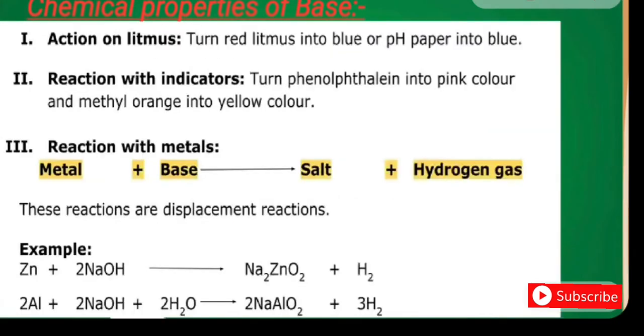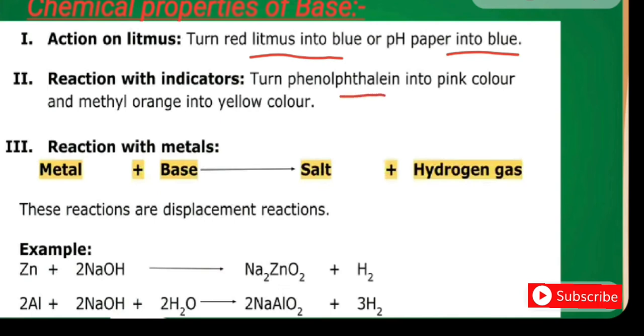Now, the chemical properties of the bases. Action on litmus: if you bring litmus paper, it turns red litmus paper to blue. And also, if you bring universal indicator paper or pH paper near a strong base, it changes into blue color. Reaction with indicator: it turns phenolphthalein into pink color and methyl orange into yellow color.